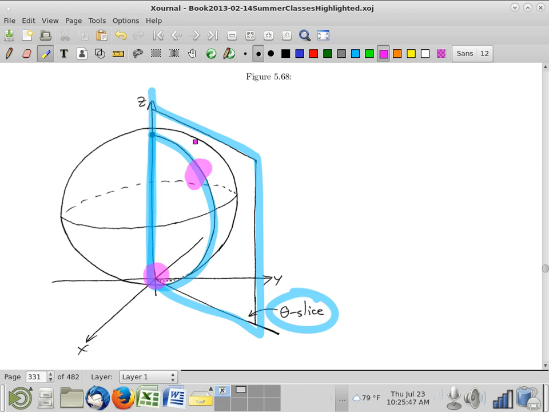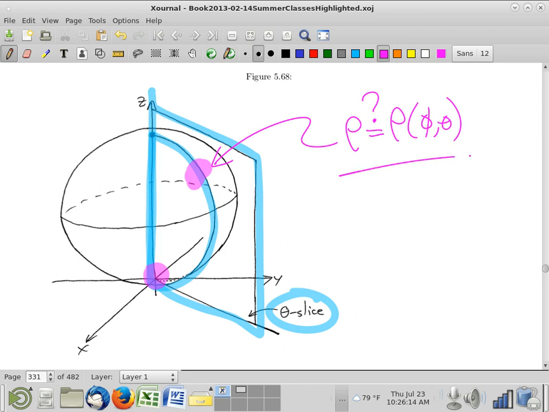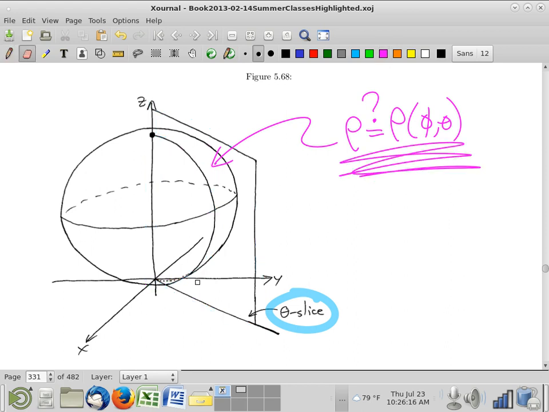So what I really need to know then is, on the sphere, what is rho as a function of phi and theta. And I need to know it as a function of phi and theta because phi and theta have been chosen. All right, so I get to use those. Said differently, I need to know the spherical coordinates equation of the sphere.